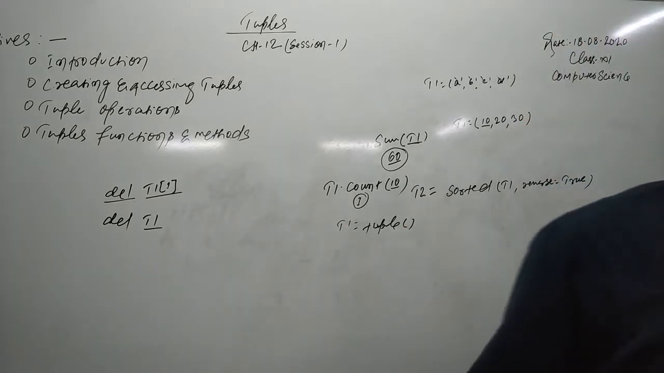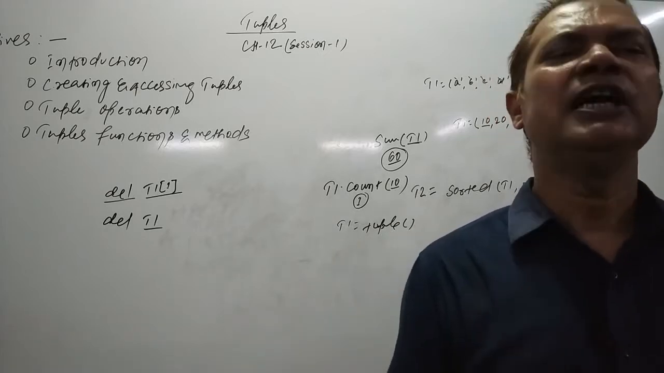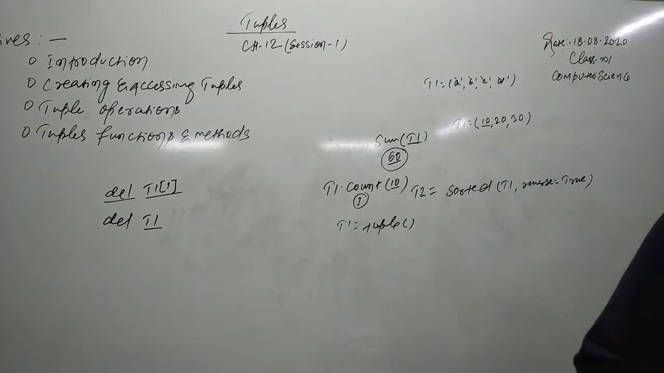And then we have index. As you have seen, T1.index, under bracket the element whose index you want to find out, will give you the index position 0, 1, 2, likewise. And then we have the count and index functions.